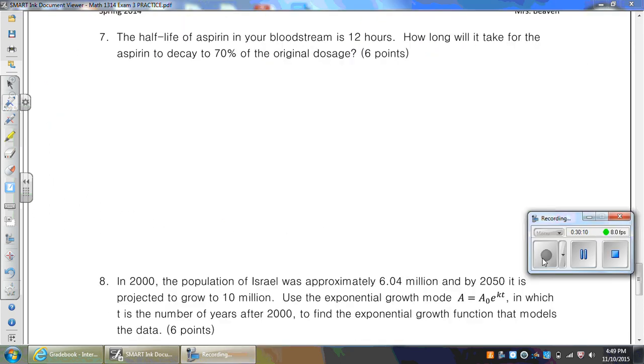All right, problem number 7: the half-life of aspirin in your bloodstream is 12 hours. So remember, we were talking about half-life today for my 7th period. Oh, we're doing that in calculus. How long will it take for the aspirin to decay to 70%?